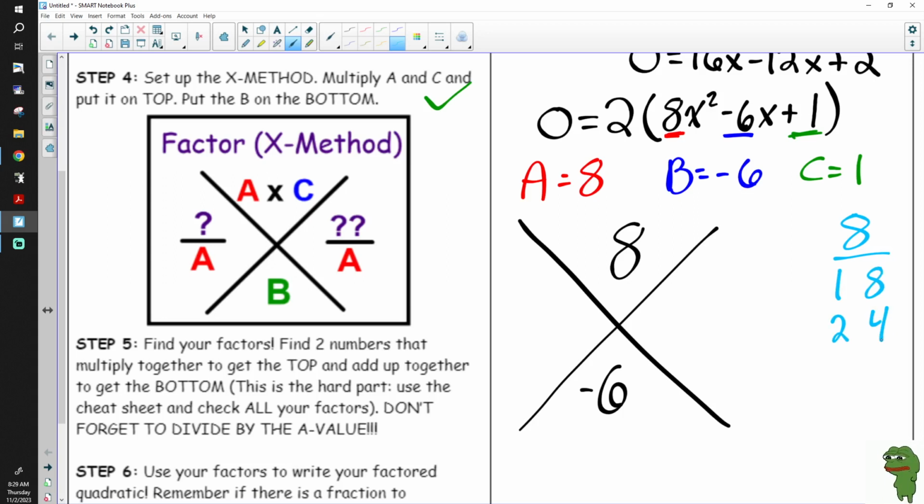4 and 2, but do we need them to add up to +6 or -6? Just make them both negative. If we make them both negative, now they multiply to 8 and they add up to -6. So our numbers on the sides are going to be -2 and -4, and it does not matter if you flip-flop the sides.